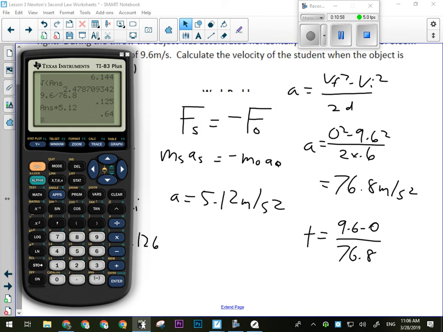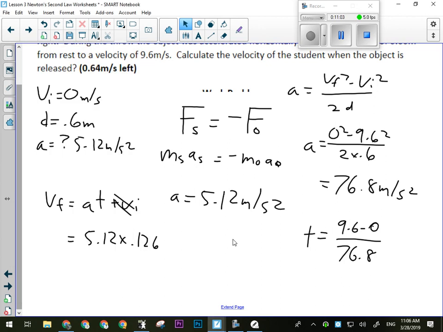That's what I used. VF minus VI over A. That's what I did. VI was 0. So I just went A times T. Yeah? So yes, I can. And I did.